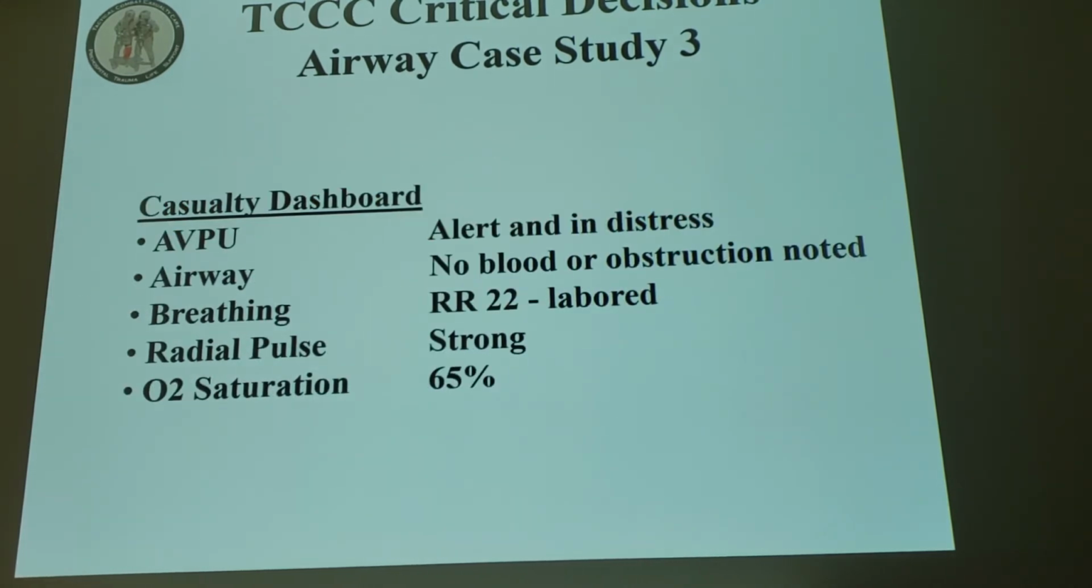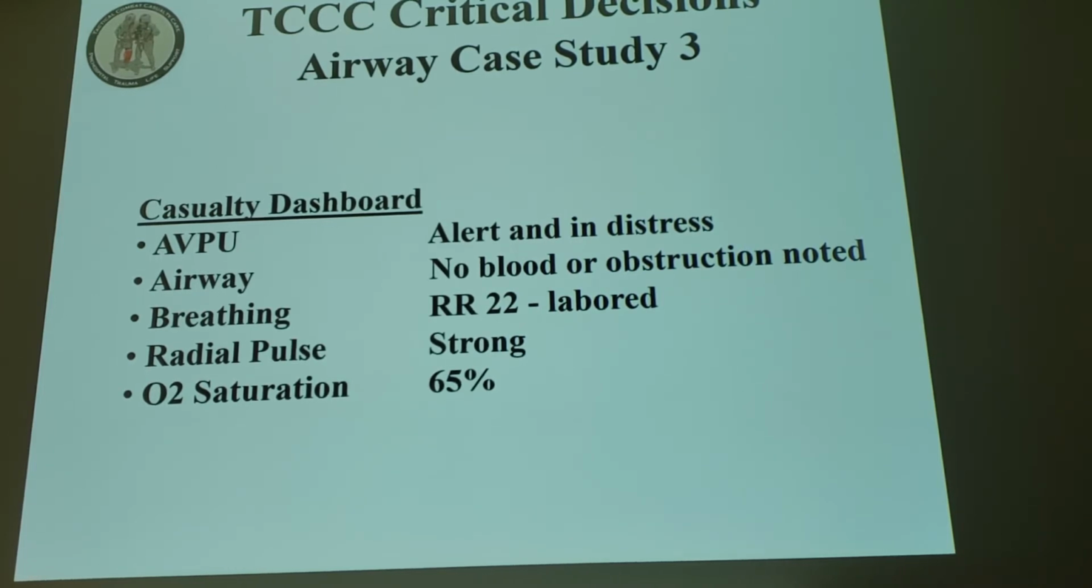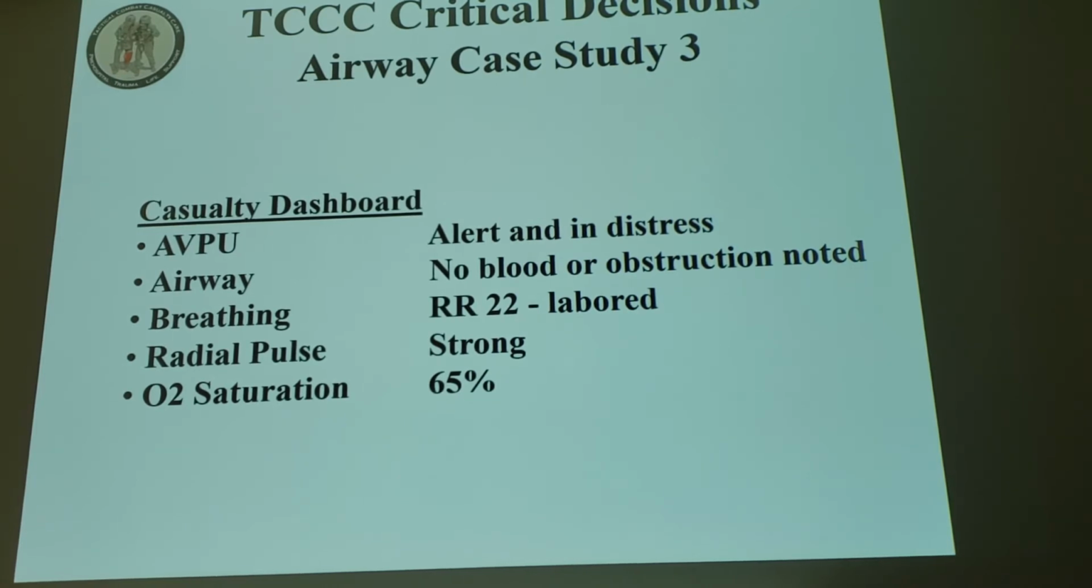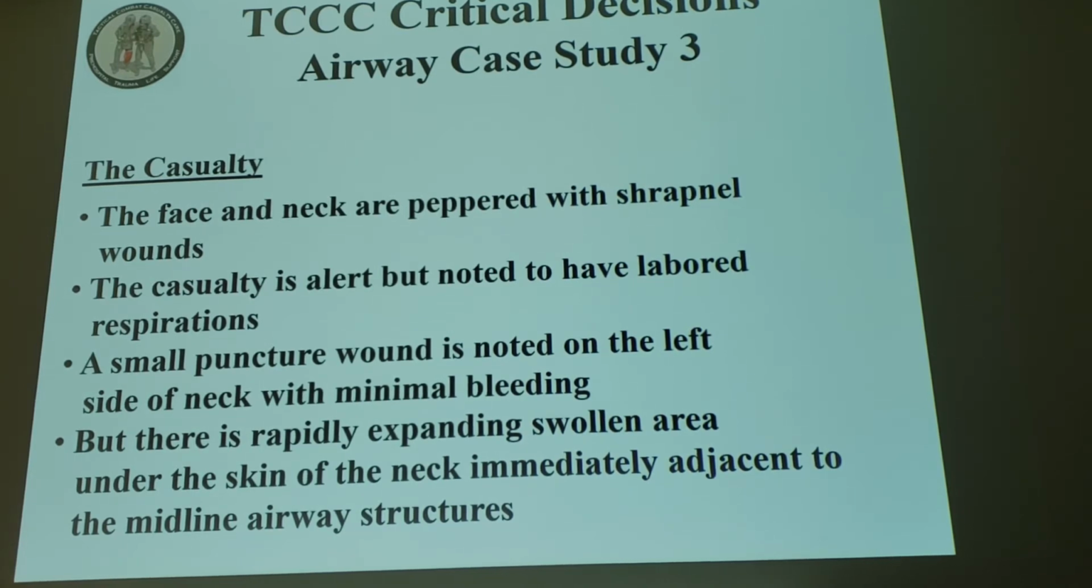Dashboard. AVPU alert and in distress, I imagine. Airway, no blood or obstruction noted. Breathing, respiratory rate is 22 and labored, having difficulty there. Radial pulse is strong. O2 sat is 65%. How is this person awake? Okay, we'll look at this real quick. What do we see? Anything sticking out to anyone? The subcutaneous emphysema. Okay, subcutaneous emphysema going on here. What else is pretty notable?